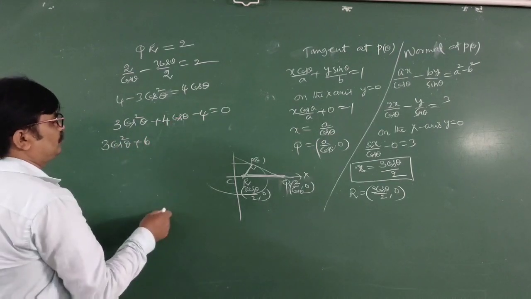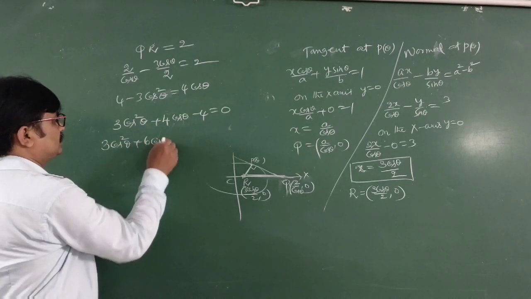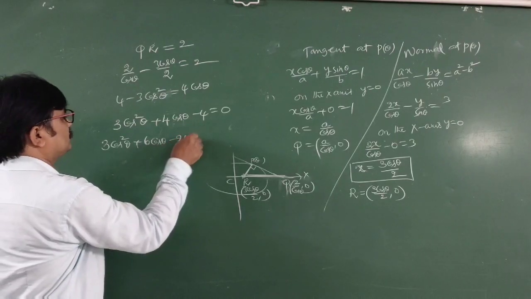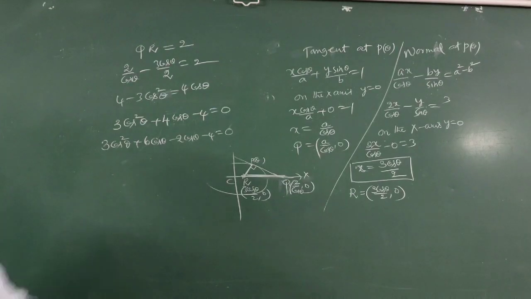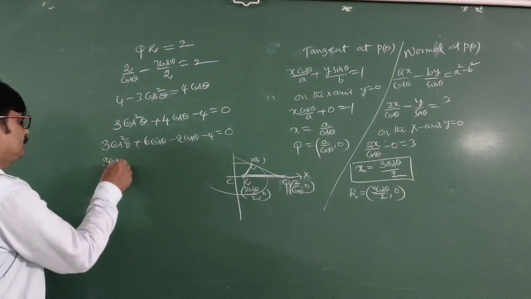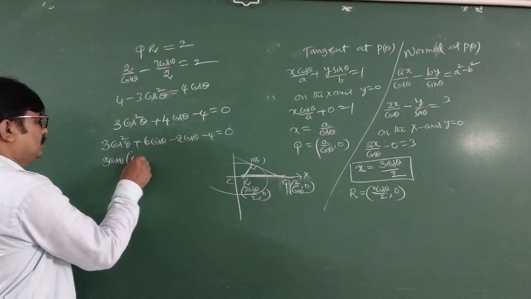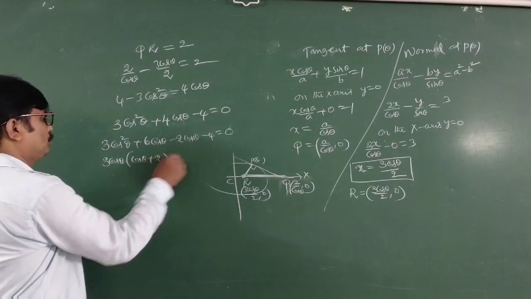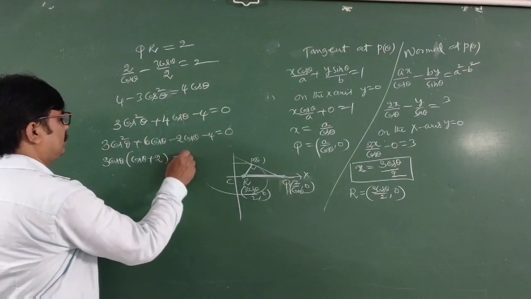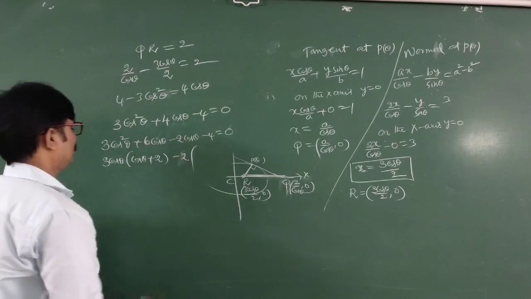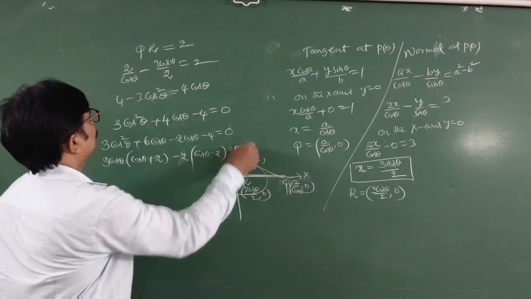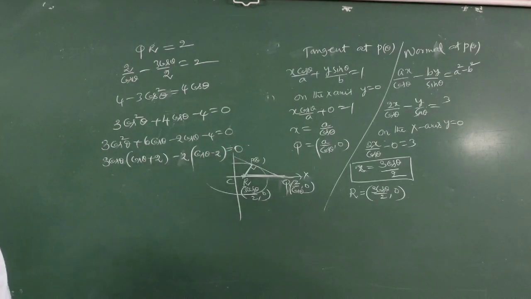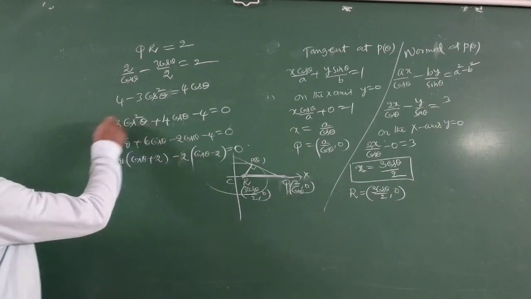Now this is 3 cos square theta, and 6 cos theta minus 2 cos theta minus 4 equals 0. My dear students, what do we take? 3 cos theta is the common factor: cos theta plus 2, minus 2 is the common factor. So dear students, what is that? Cos theta minus 2.